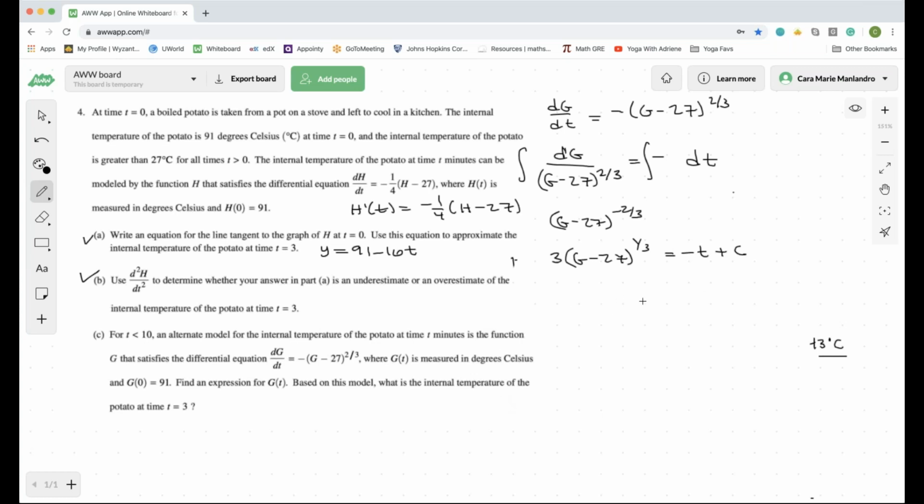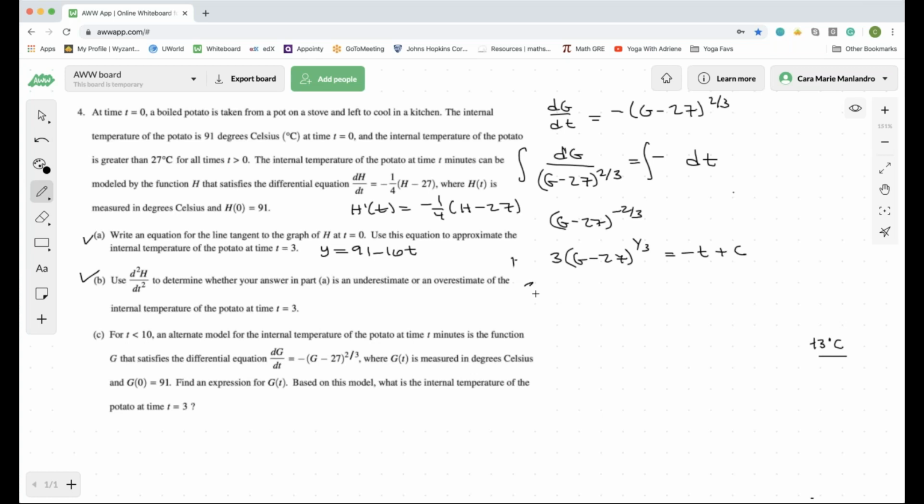Okay, and so I generally will solve the initial value problem at this point. It gives me less room to make mistakes. So I'm going to plug in my value to figure out what c is. Everybody clear on why I put a constant of integration? Okay, great.